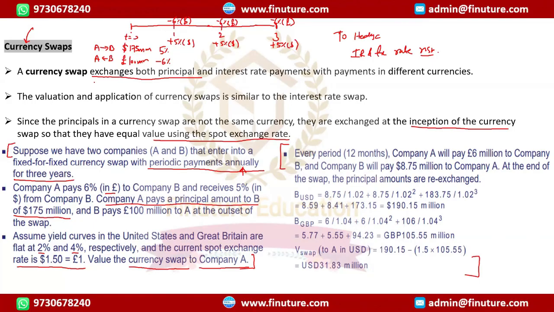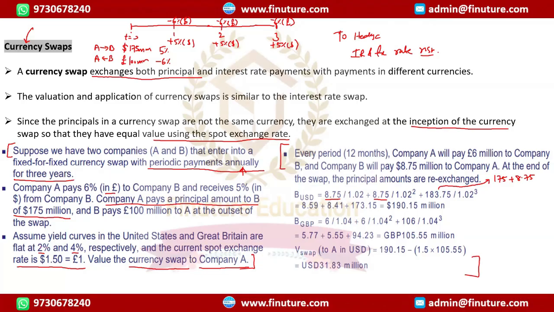5% into 175, so it is coming around 8.75. So 5% of this 175 million would be the same for year 1 and 2, and in the third year, be very careful. Along with 5%, you are expected to receive this 175 million back. So in the third year, this particular number is 175 plus 8.75. That will come around 183.75.